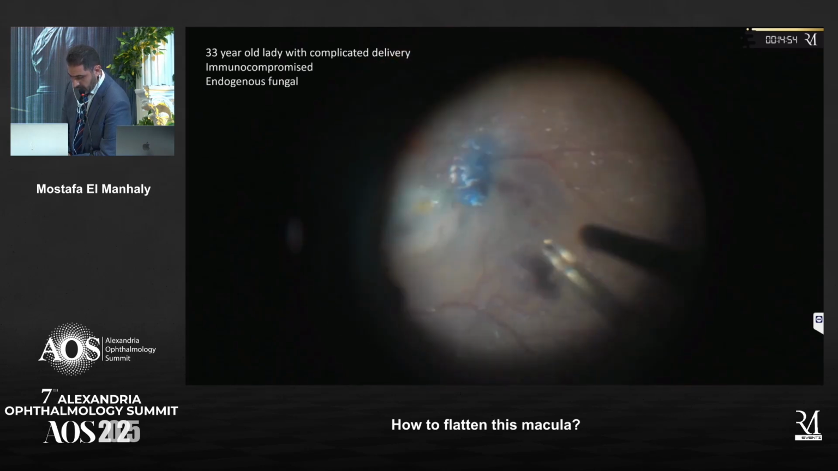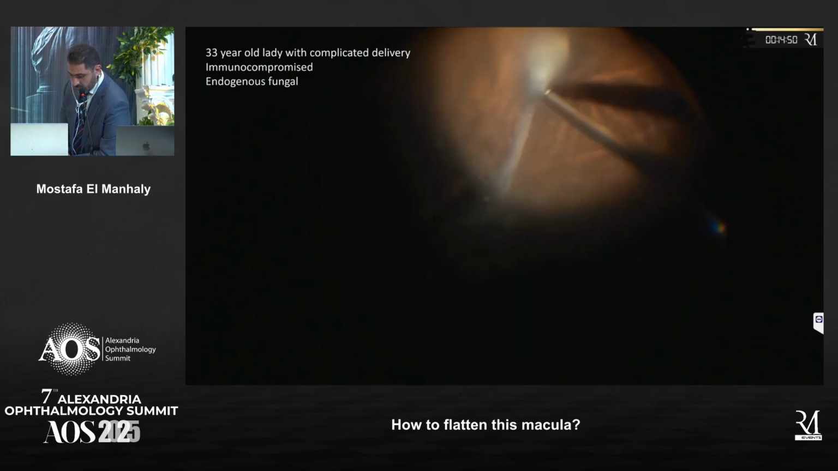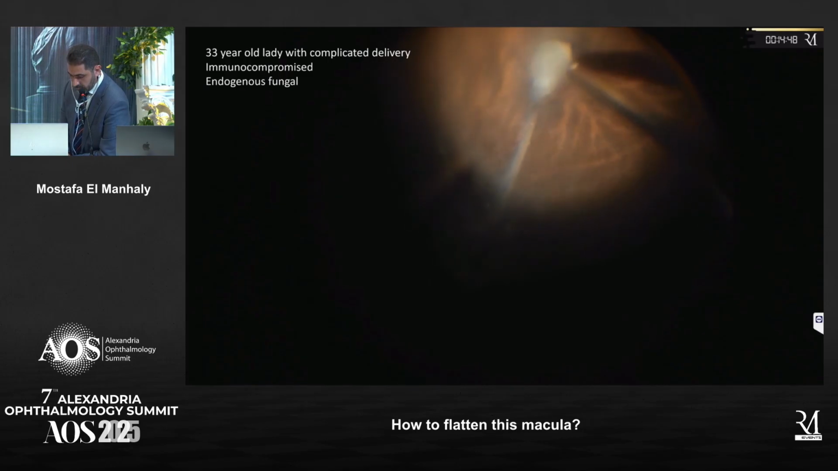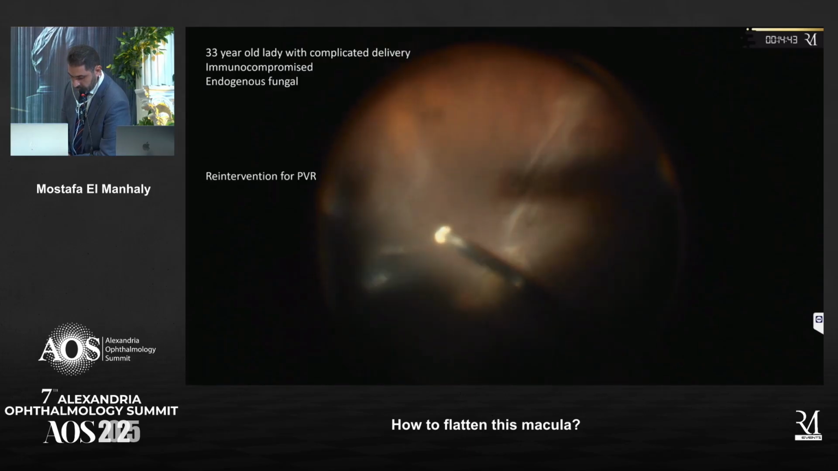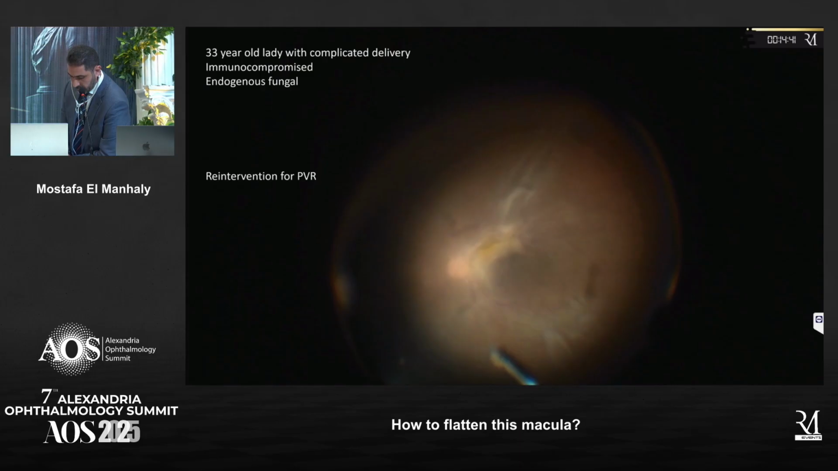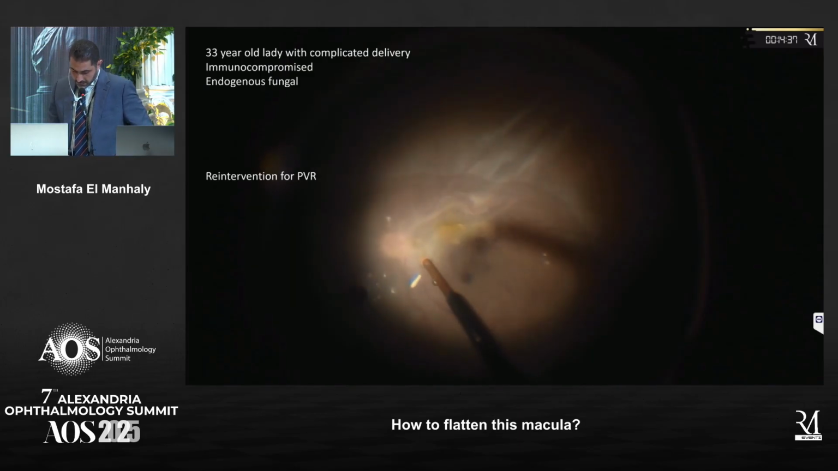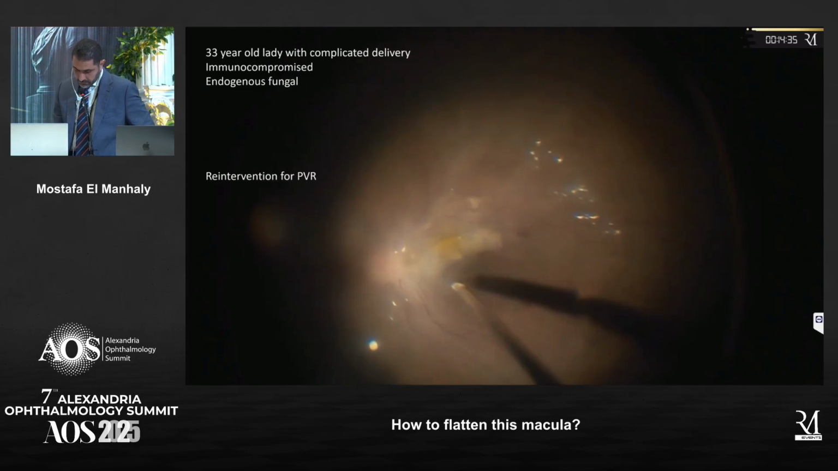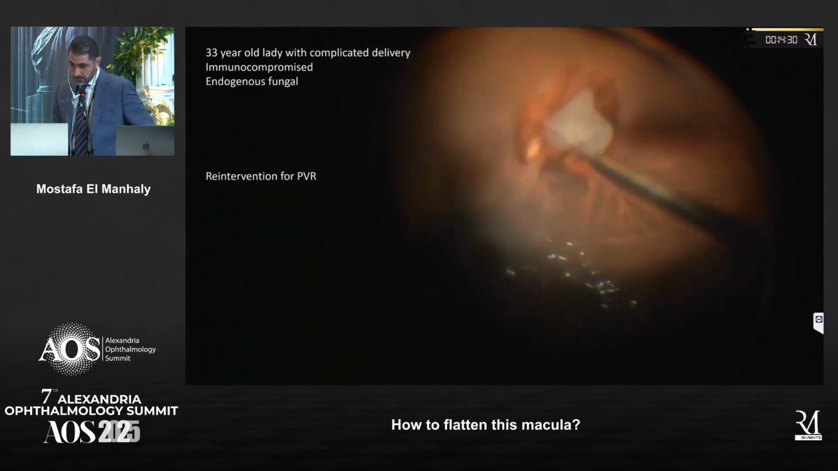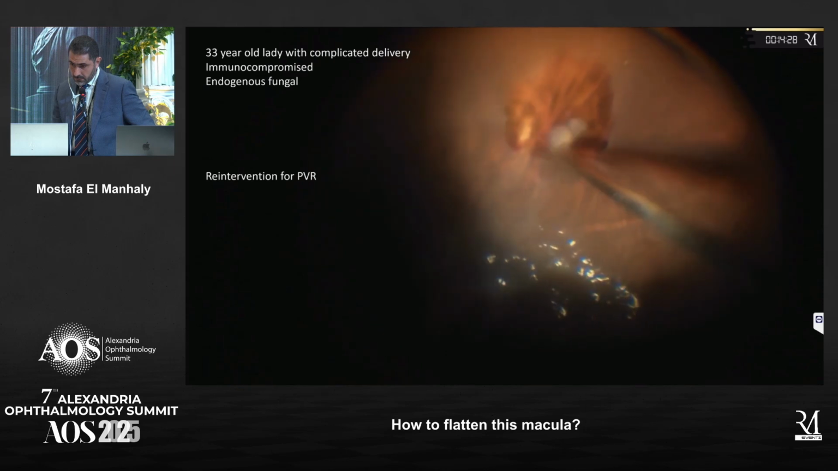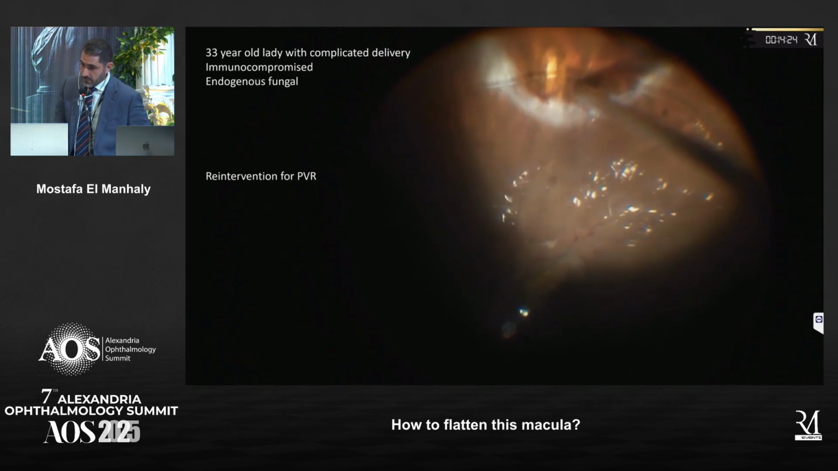Of course, in infections, you don't try to work a lot on the macula, but in this case, I was a bit greedy, I decided to peel the element. You can see here, this is the focus, this is the nidus that was the reason for the infection. Despite no breaks being induced, the patient developed PVR and, of course, infection is a very strong stimulant for PVR. Again, I tried to flatten this macula, and I did a small retinectomy to remove this original source of the infection, because otherwise it would not flatten the retina.